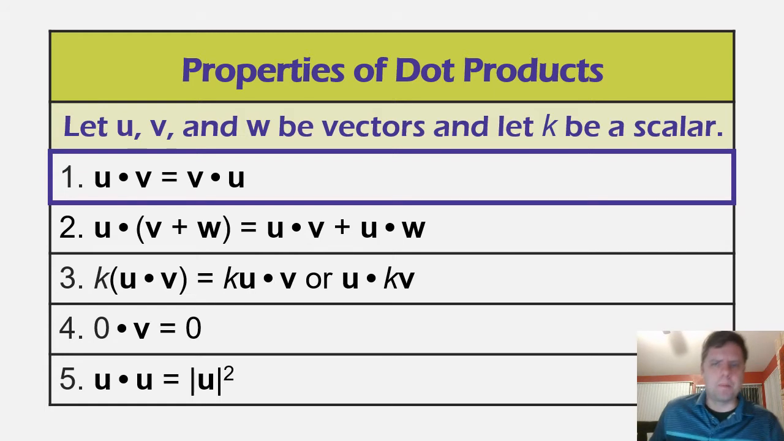So here are a few properties of dot products. U, V, and W are vectors, and K is just a scalar quantity. Okay, scalar, what we mean by that is just a constant. So U dot V also equals V dot U. Let me prove that quickly.